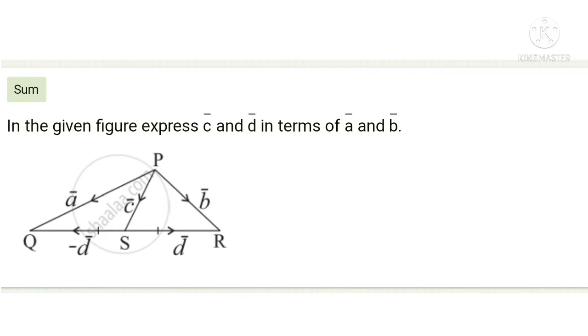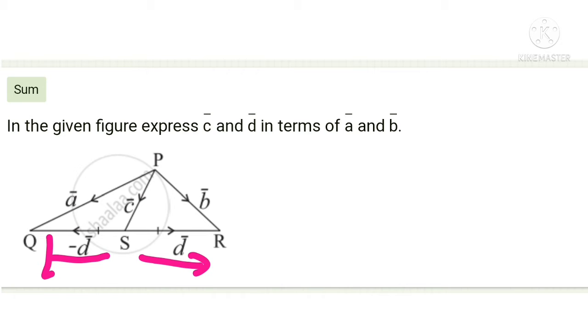Question number 6. In the figure, express C bar and D bar in terms of A bar and B bar. Observe here, this is D bar and this is in the opposite direction, so it is taken as minus D bar.